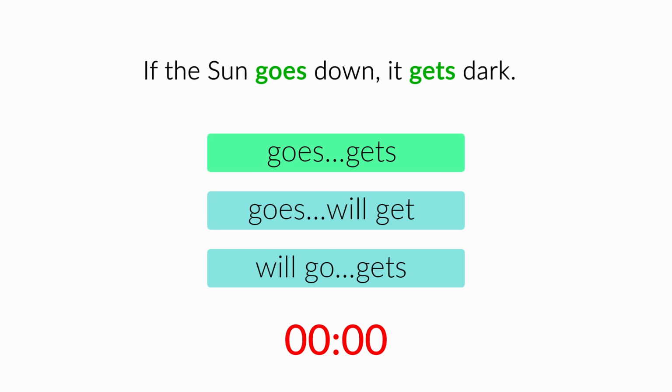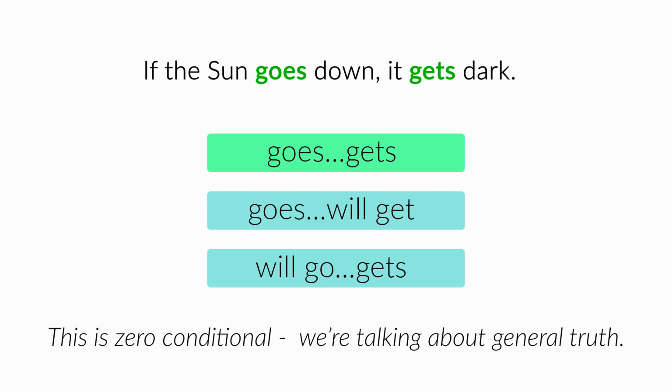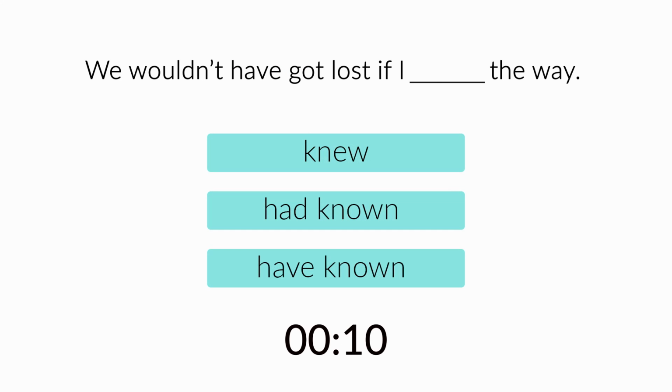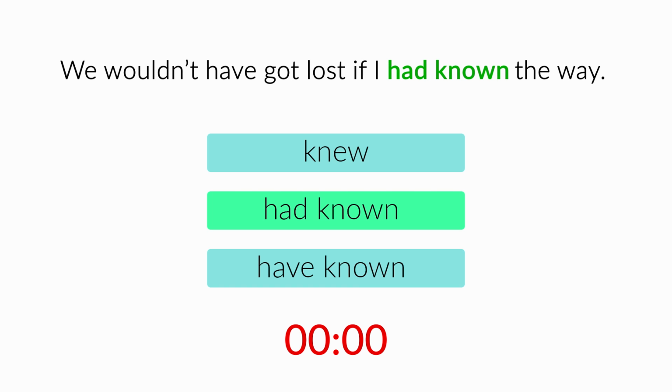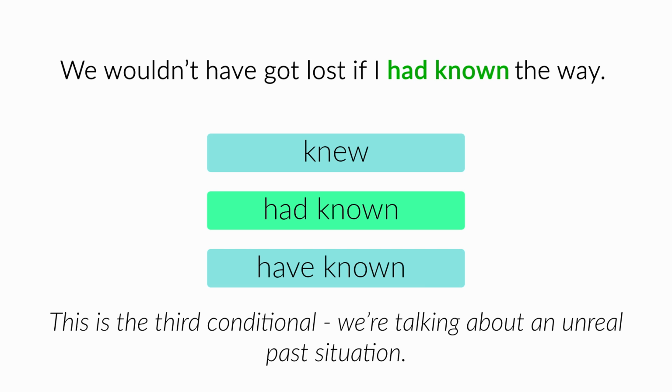If the sun goes down, it gets dark. This is zero conditional. We're talking about general truth. We wouldn't have got lost if I had known the way. This is the third conditional. We're talking about an unreal past situation.